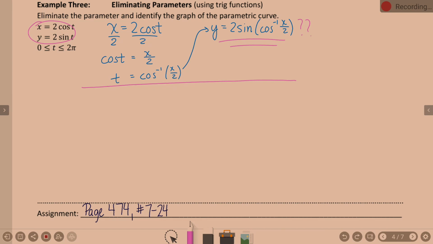Notice when I hit my variable, where'd that t come from? I hit my normal variable button. Because we're in a different mode, it automatically populates a t. Okay? For y equals 2 sine variable. Now, what do you know about sine and cosine? They are what?